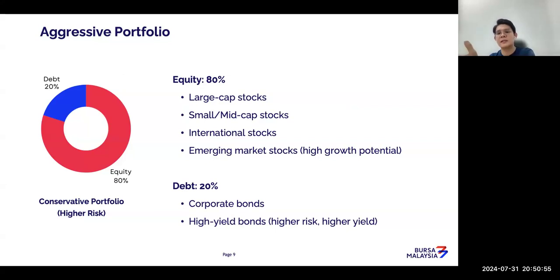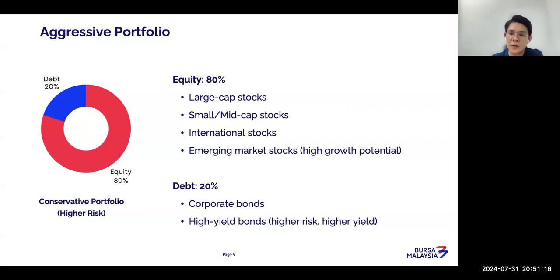But as compared to the aggressive portfolio, the investors will prefer investing in emerging market stocks, like in Malaysia or Indonesia or Vietnam. All these markets can have very high potential growth. So when the economy is booming, the stock market will also be booming. So you can get a very sexy return from all these markets.